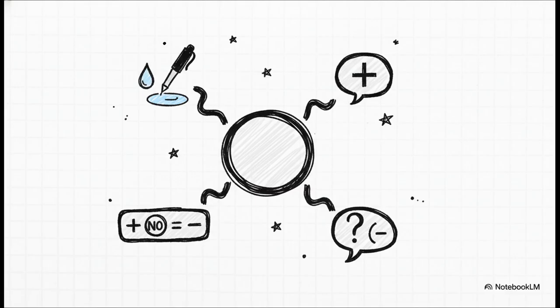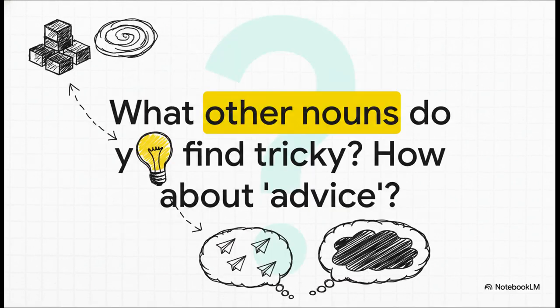See? It all connects. And that brings us to the end. But hey, the learning doesn't have to stop here. Now that you have the rules, start thinking about other words that might be a little confusing. What about advice or information? Can you count them? Applying these rules to new words you come across is really the best way to master them.